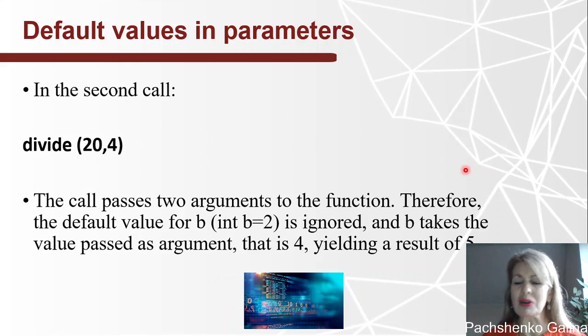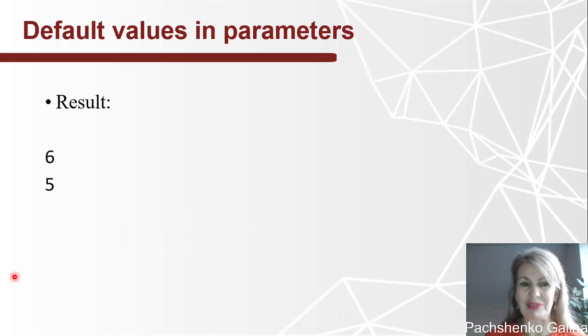In the second call, divide and two arguments, 20 and 4. The call passes two arguments to the function. Therefore, the default value for b, int b is equal to 2, is ignored, and b takes the value passed as argument, that is 4, yielding as a result 5. And the result of our whole program will be 6 and 5.